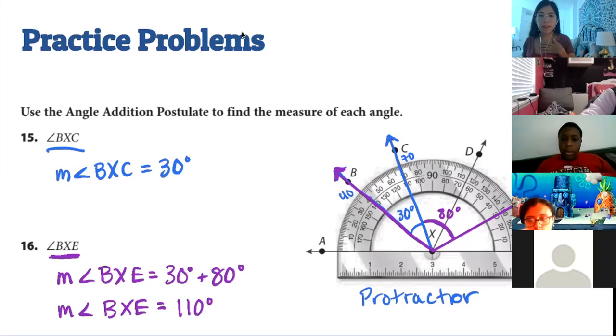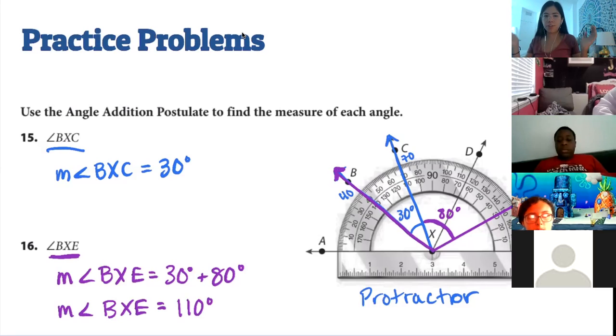All right, so like I said, the postulate, when you write it down, kind of looks confusing because it's got all those symbols and stuff. But really, it's just telling you can add two angles together and make one big angle. Any questions on that?